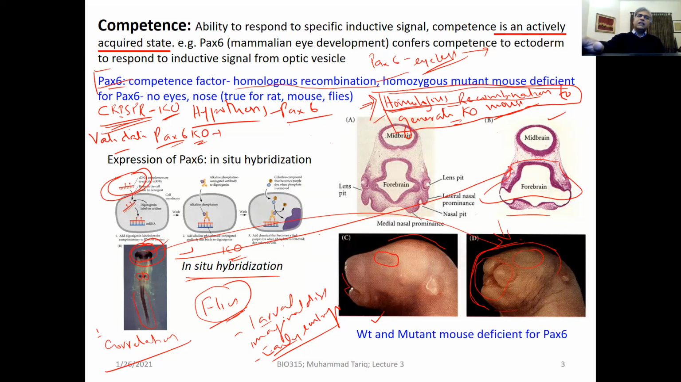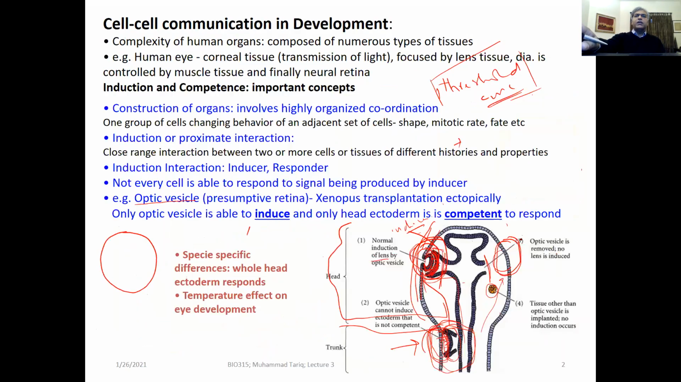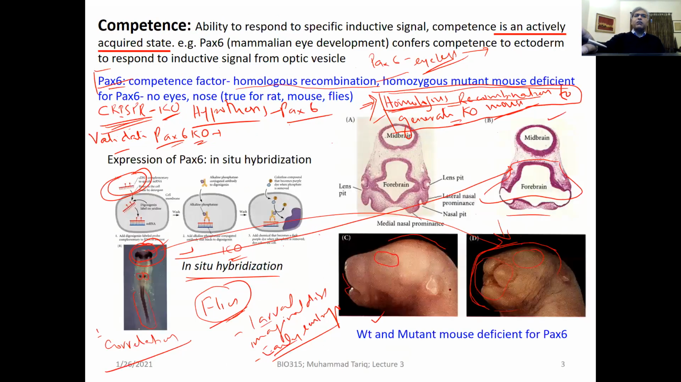Now, this shows that in the absence of PAX6, we don't see eye formation, or the head ectoderm is not able to respond. Now, hold on. What we have just seen is that PAX6 is indeed the competence factor, but we haven't yet proven whether these changes are happening in the optic vesicle or in the head ectoderm. We have to design new experiments.